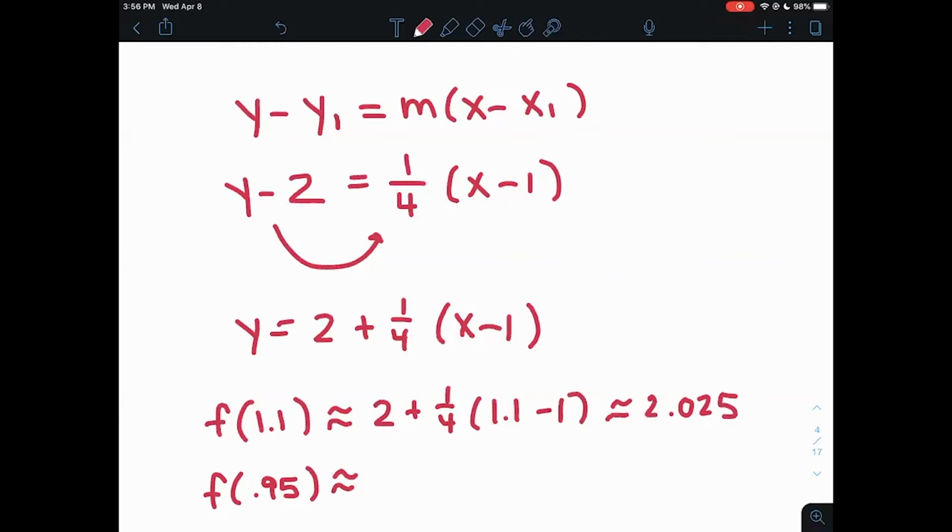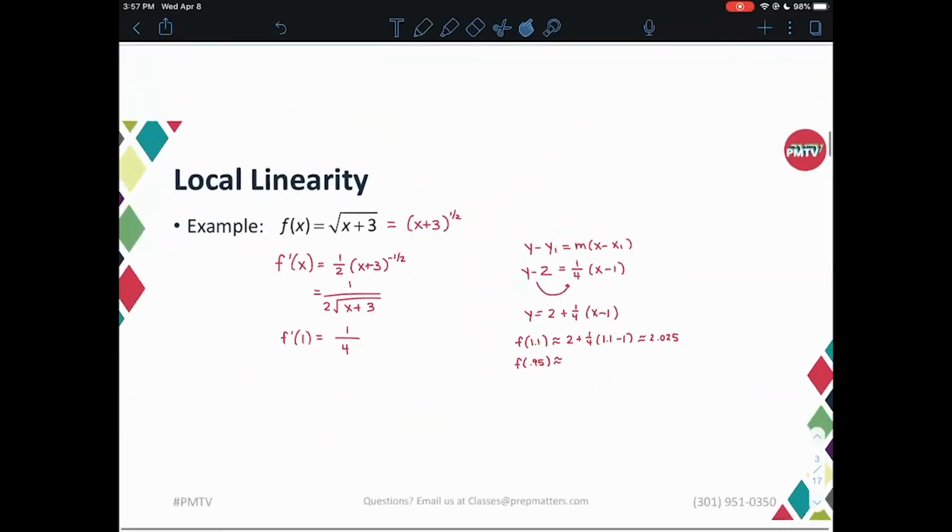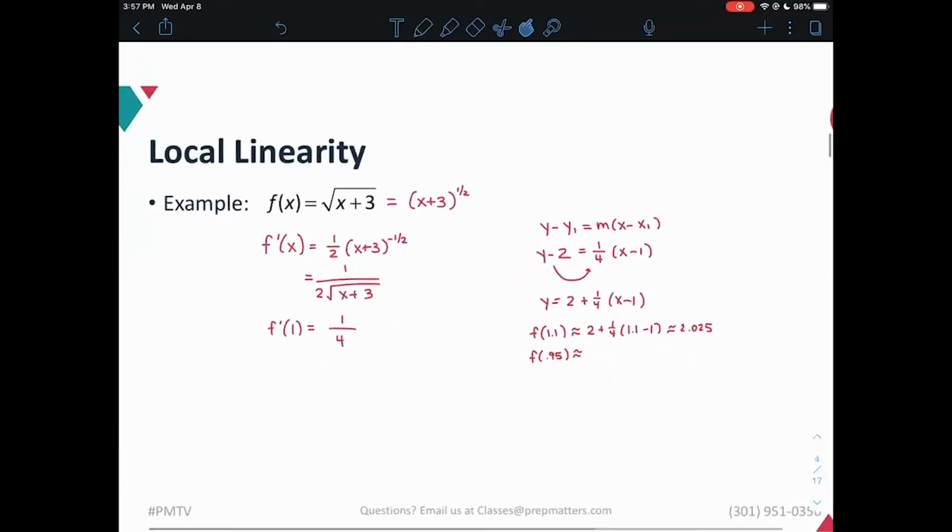So this approximation would be an overestimate. The actual equation of the tangent line is above the function. It's an overestimate, but it's close to the actual function. So that's the actual math of that. Not much more than we did in the first section, just a little bit different wording.